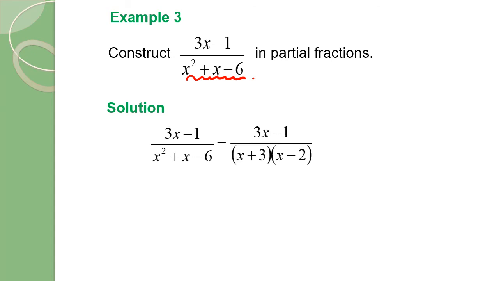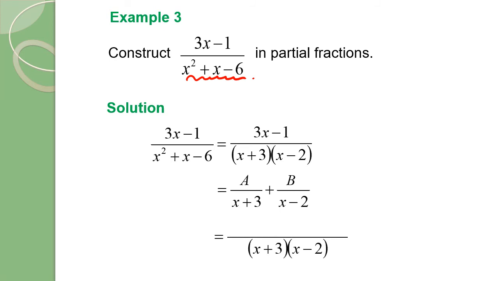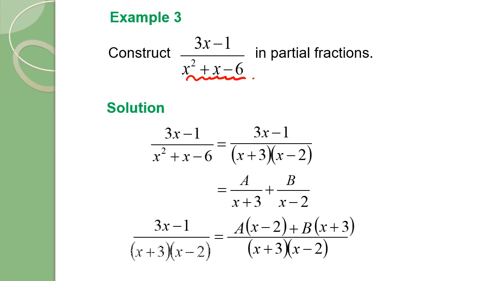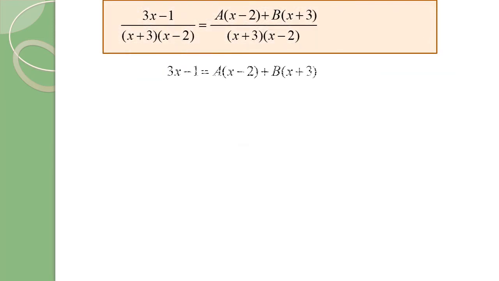So from here, we should do the same step as example 2. So what we have, (3x minus 1) over (x plus 3)(x minus 2), can be written as A over x plus 3 plus B over x minus 2. Okay, now to find the common denominator, A should be multiplied by x minus 2, B multiplied with x plus 3. Now just ignore the denominator part. So we will have the numerator part, 3x minus 1 equal to A multiplied by x minus 2 plus B multiplied by x plus 3.